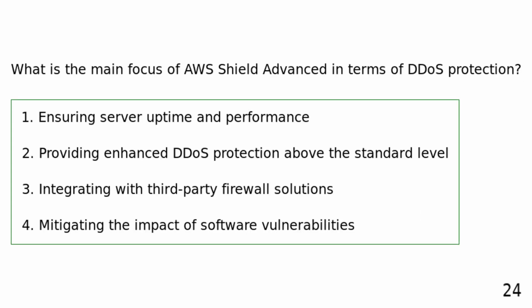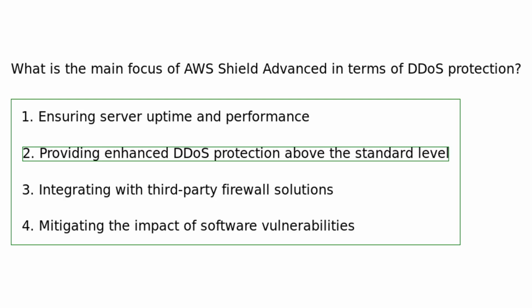What is the main focus of AWS Shield Advanced in terms of DDoS protection? Ensuring server uptime and performance. Providing enhanced DDoS protection above the standard level. Integrating with third-party firewall solutions. Mitigating the impact of software vulnerabilities. The main focus of AWS Shield Advanced is to provide enhanced DDoS protection beyond the standard level, offering additional features and capabilities to safeguard applications against a wide range of threats.